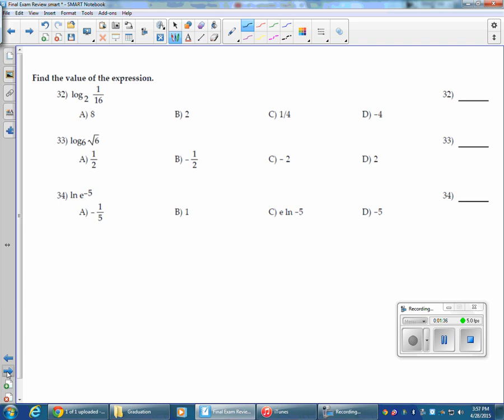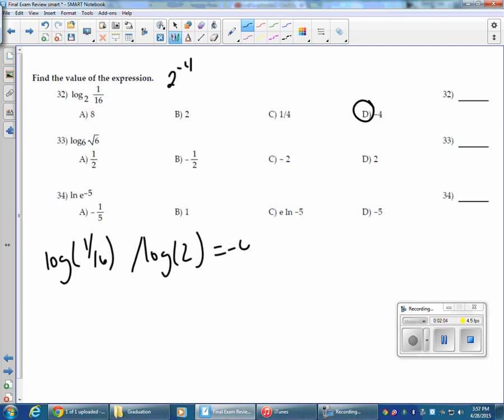Alright, find the value of the log of the expression. Now you can use your calculator to do log base, that's fine, but this is basically asking 2 to what power would be 1/16. Well, that would be 2 to the negative 4th power, because 2 to the 4th is 16, so if I want it to be in the denominator, it's going to be negative 4. You can use your calculator, you can use change of base, you can type in log of 1/16 divided by log of 2, and you should get negative 4 that way. You can just do it in your head, that's an option.